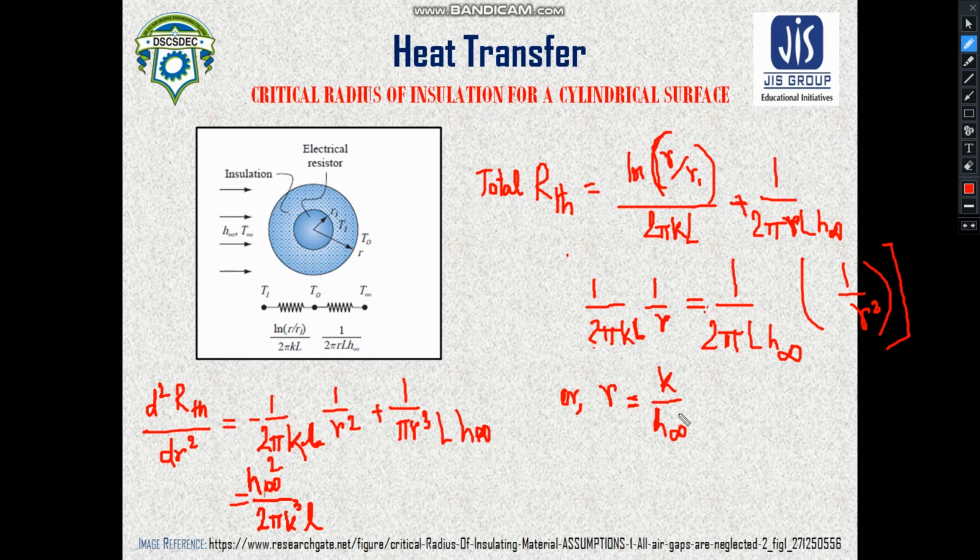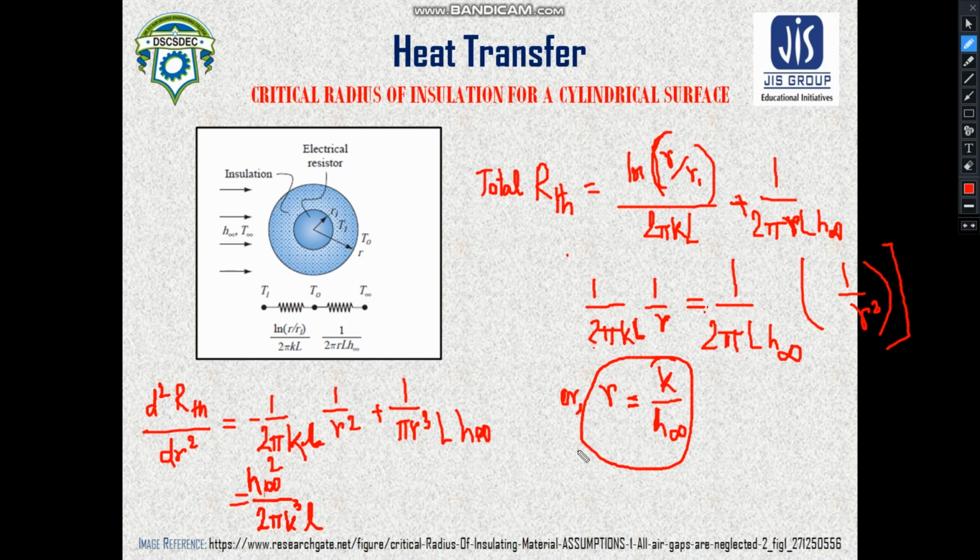And consequently it also represents the maximum heat flow rate. So you know that heat transfer rate is the temperature difference divided by the total thermal resistance. So if your thermal resistance is minimum for this case, for this radius, then your heat transfer would become maximum.